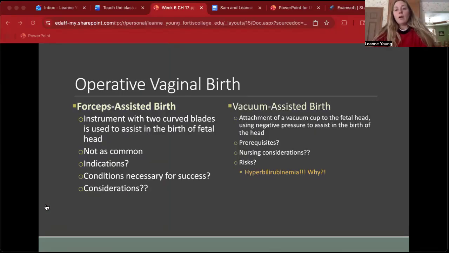All right. Whenever we talk about vaginal delivery, whenever we talk about induction of labor or anything like that, we also need to talk about operative vaginal birth.